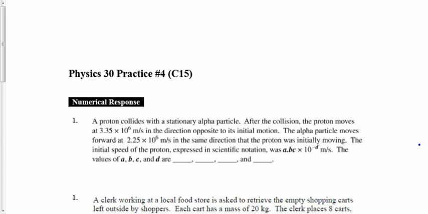Question number 1 says a proton collides with a stationary alpha particle. After the collision, the proton moves at this speed, in the direction opposite to its initial motion. The alpha particle moves forward in the same direction as the proton was initially moving.